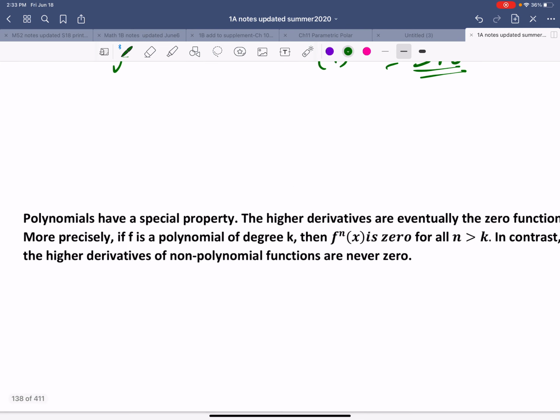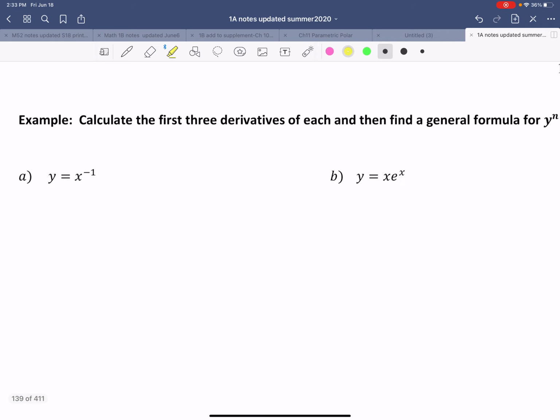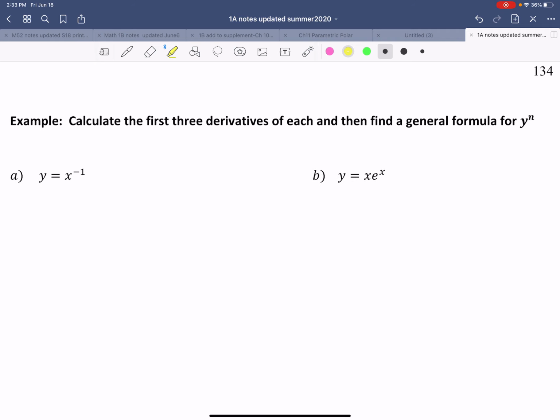Okay, polynomials have a special property like we mentioned earlier. Eventually their derivatives become 0. So if a polynomial has a degree n, then we'll have the first n derivatives. But beyond that, all the derivatives will become 0. Rational functions never have a derivative that becomes 0. So now we're going to practice finding the nth derivative. So how do we find the nth derivative? Let's see. First of all, I will have to find the first few derivatives, look for the pattern, and then come up with a rule for the nth derivative.